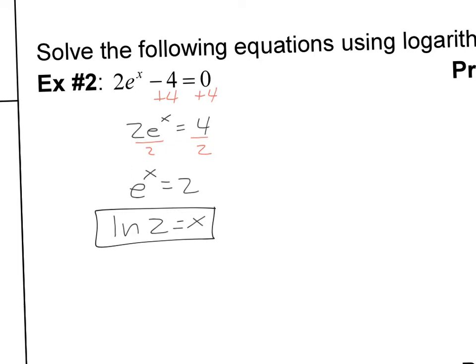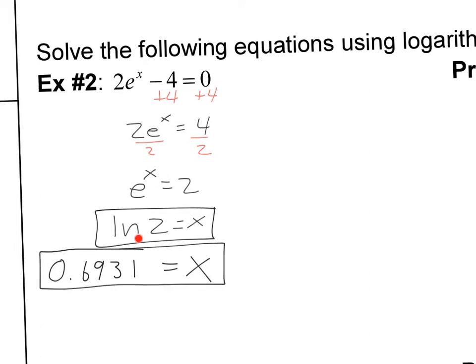But sometimes they'll ask for a decimal answer. When they ask for a decimal answer, you need a calculator, and your button should have an ln button or a natural log button. So all you have to do usually is just press natural log of 2 equals, and you get a decimal answer. I'm getting a decimal answer of 0.6931 approximately. So this is the exact answer, this is the decimal answer. Typically we prefer this, but sometimes I'm going to ask you for decimals as well.